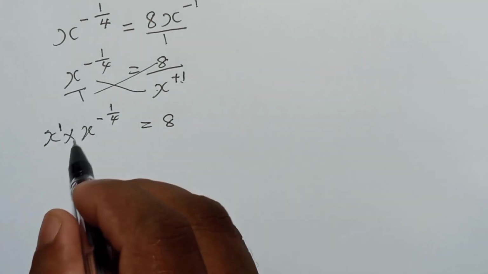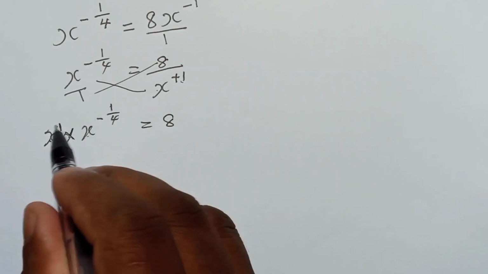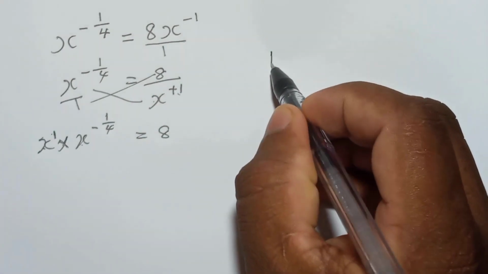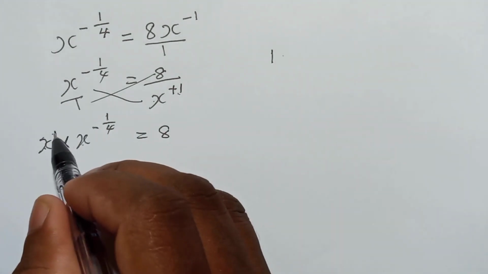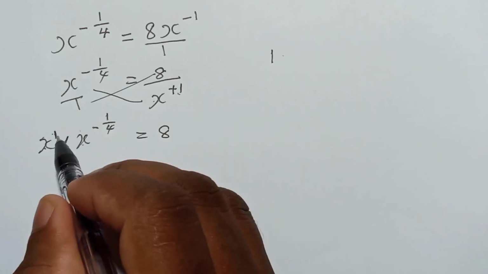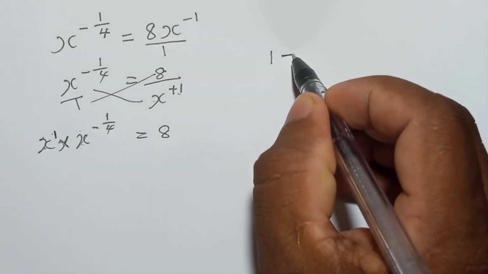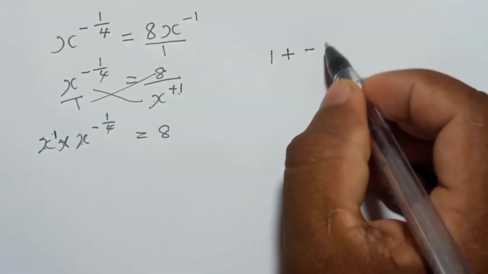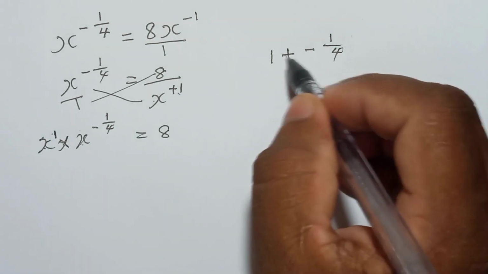When you have multiplication with the same base, here the base is x, then we need to just add these two indices together. Now I will explain a little bit the long way, because some people are confused here. 1 plus minus a quarter, right? 1 plus minus 1 over 4. You can write this inside a bracket, and then plus into minus, like that.